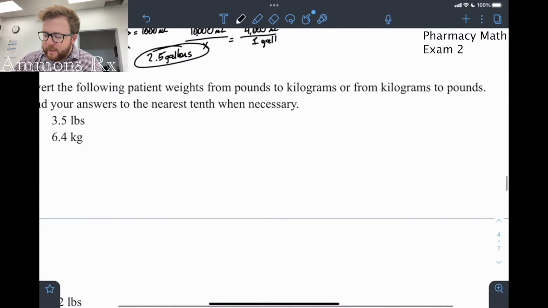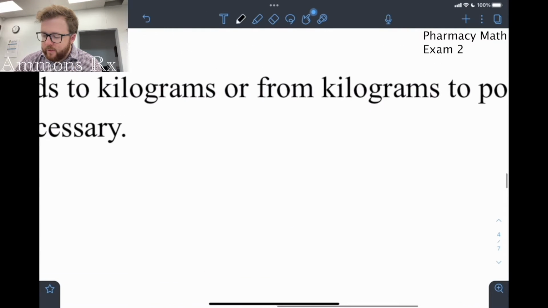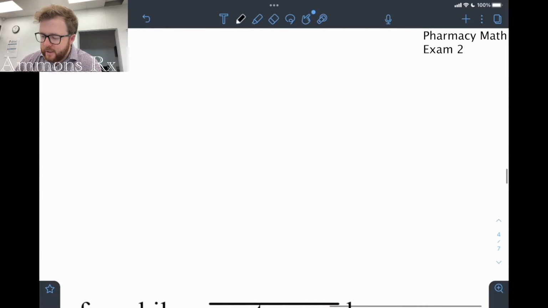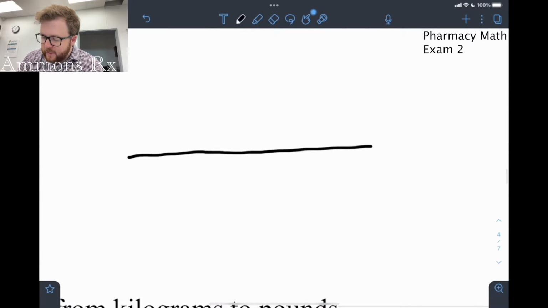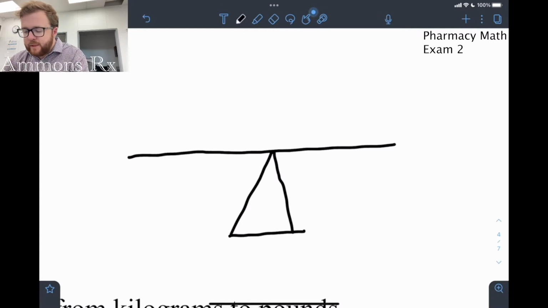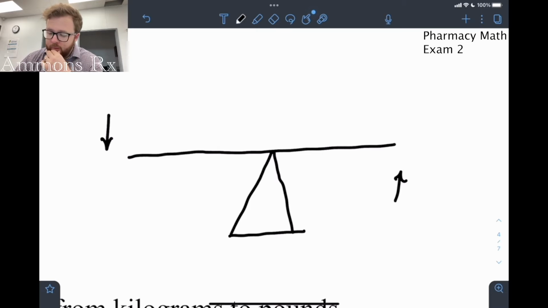So for kilograms and pounds conversions, we need to remember the relationship because if you don't know that, that's going to be tough. So I'm going to draw my balance beam that I've been using. Balance beam means that this is the same on each side, so it's not moving, they're equal. So on this side, we have a kilo.